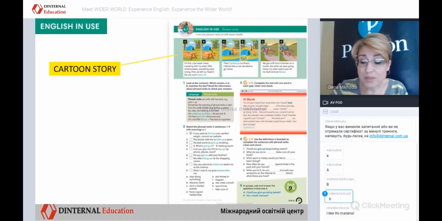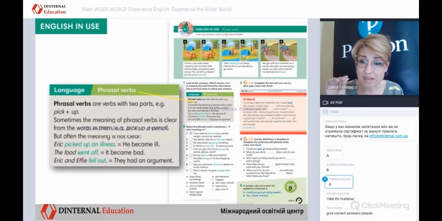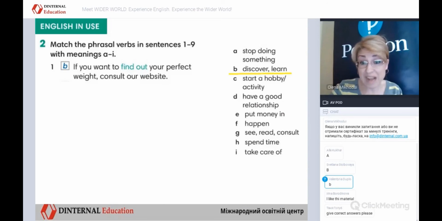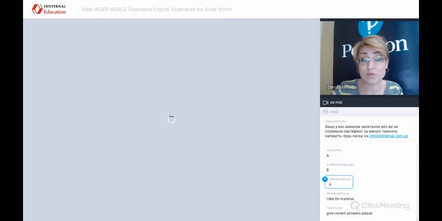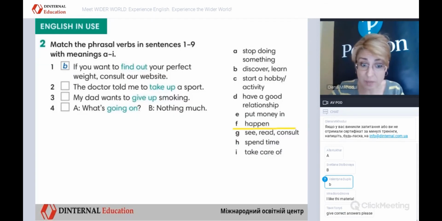Well, it's fun. And then we have language work. The English in use lessons in Wider World usually cover those tricky things tested later in the use of English part, like phrasal verbs or relative pronouns, which are a big problem. So lots of nice practice for students. In this one task alone, they cover lots of phrasal verbs: find out, take up a sport, give up, go on, in the meaning of happening.